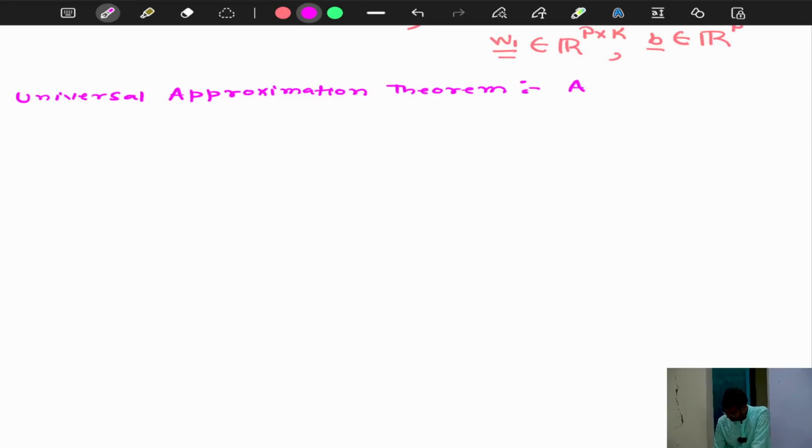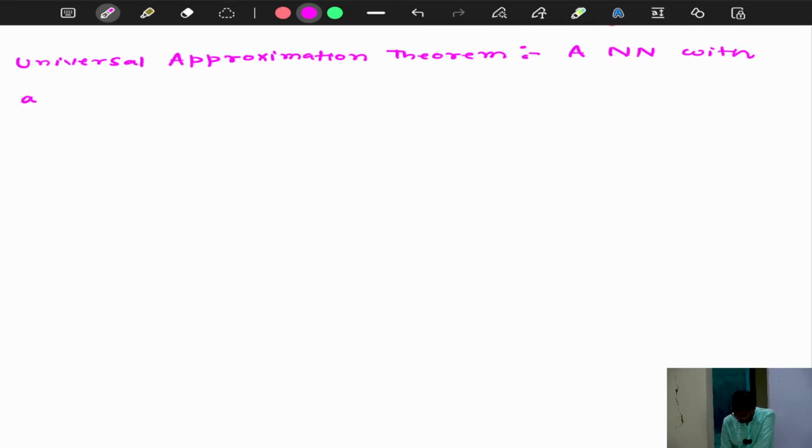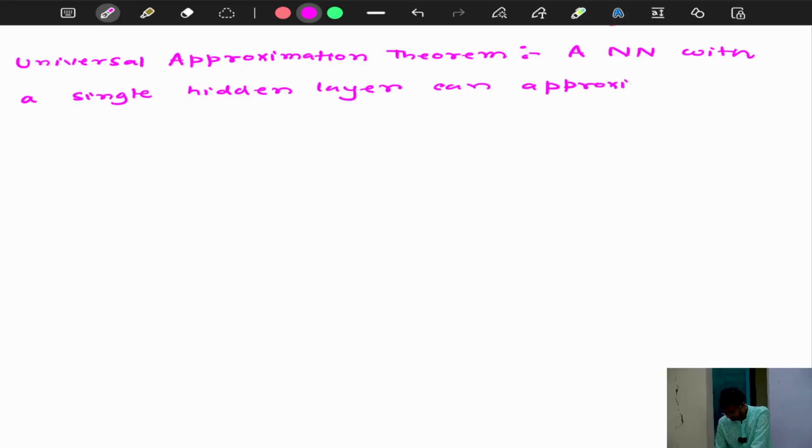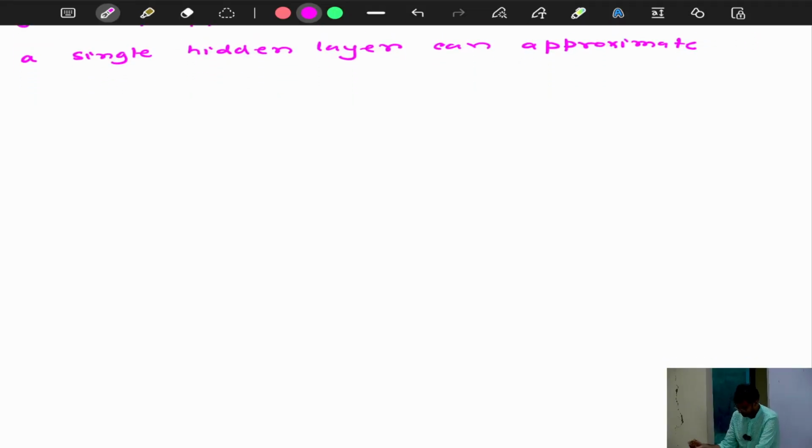So, there is this universal approximation theorem, and the statement is a neural network with a single hidden layer can approximate, or can represent, probably is the correct term, but anyways, any continuous function.